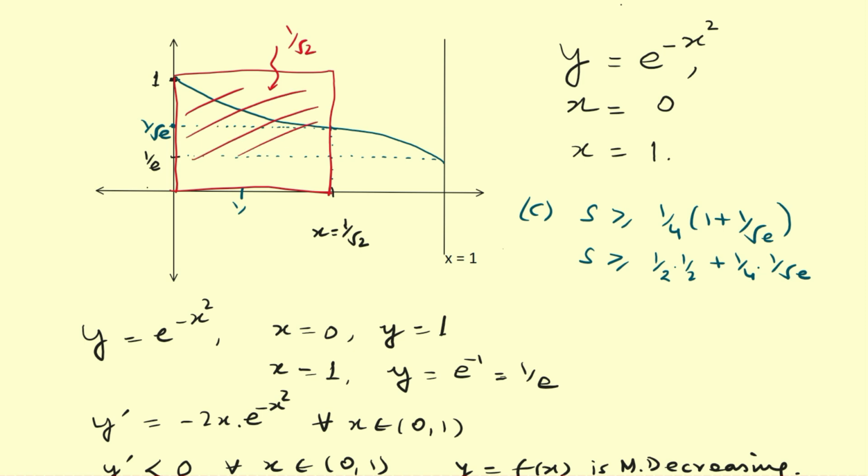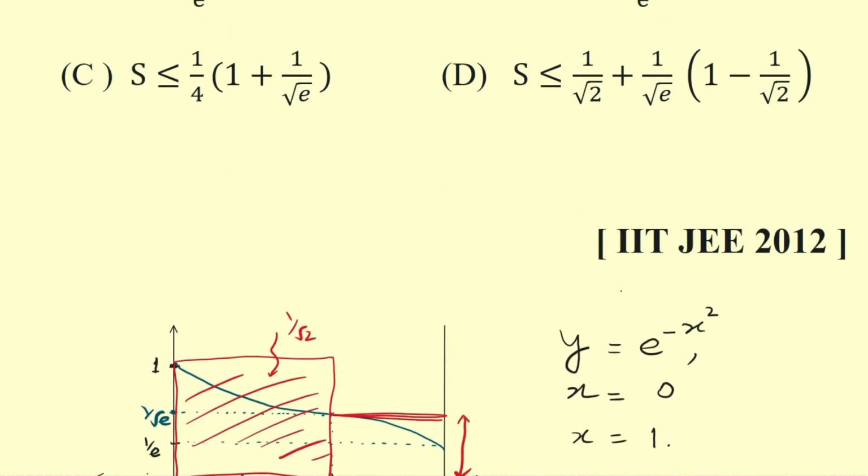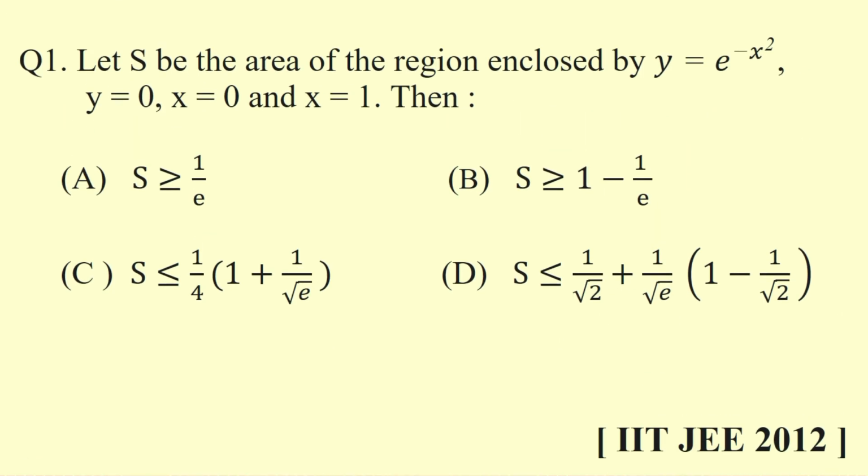And then the second area is 1 by root e times. So it will be this height and it will be having this length. So now you can look at this. This height is going to be 1 by root e and this length is going to be 1 minus 1 by root 2. So this option comes out correct as the area under the curve is definitely less than this area marked in the graph. So we can see the options A, B and D are correct. So the answers are A, B and D.